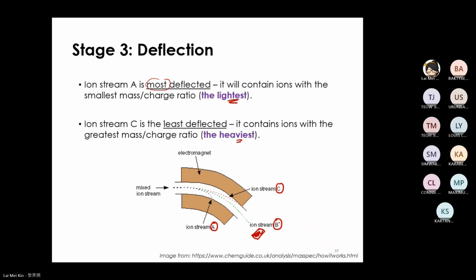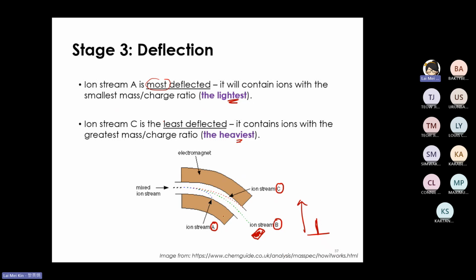B. So this one I can adjust. For now, I'm going to detect stream B. So the other A and C will be deflected, and then only B will be hitting the plate. Then I count, okay, B. This is the percentage. And then I adjust my machine.